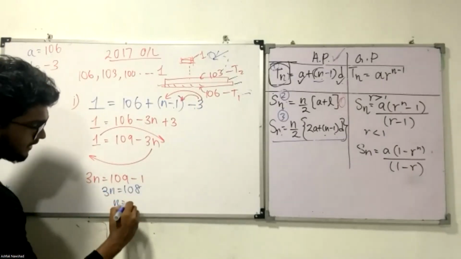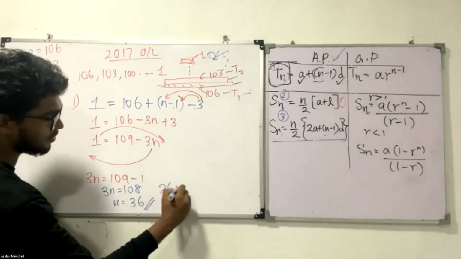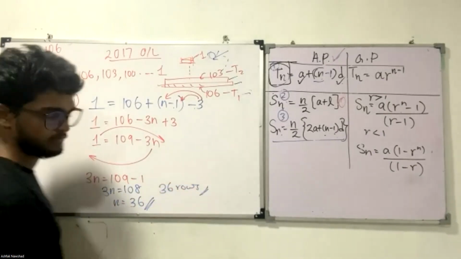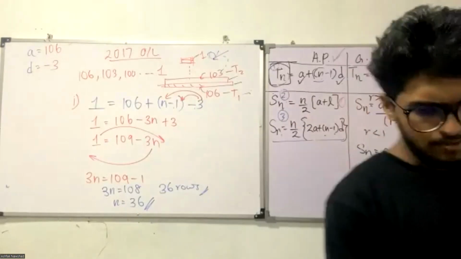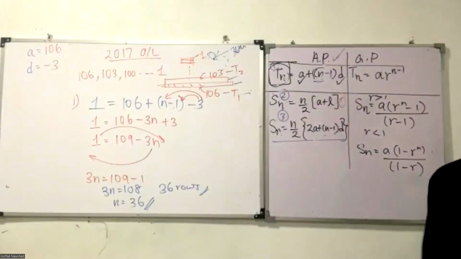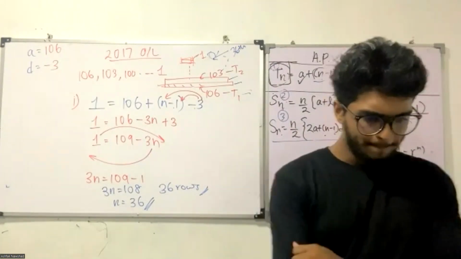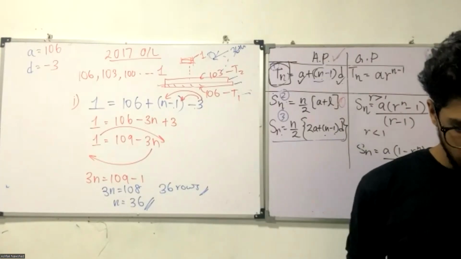Divide this and you'll get 36. 36 rows are there. 36 rows. Is this clear? So this is the 36th row. Is it clear? Yes. Good. That's the 36th row.